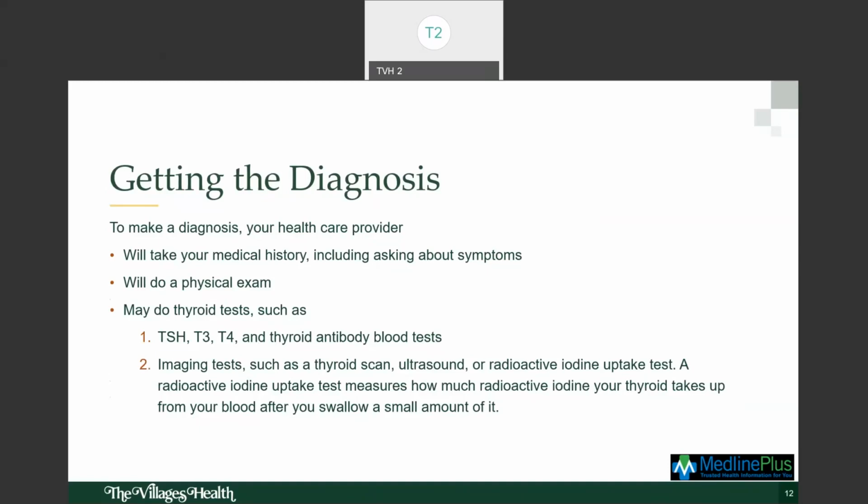So the iodine uptake test will measure how much radioactive iodine your thyroid is taking up from your blood. This is usually a pill that you'll swallow, and then they'll put you under the scan machine and be able to monitor what your thyroid is actually pulling in. So these could be some tests that the doctor or healthcare provider would order to make a correct diagnosis as to whether it is hyperthyroidism or another thyroid condition.